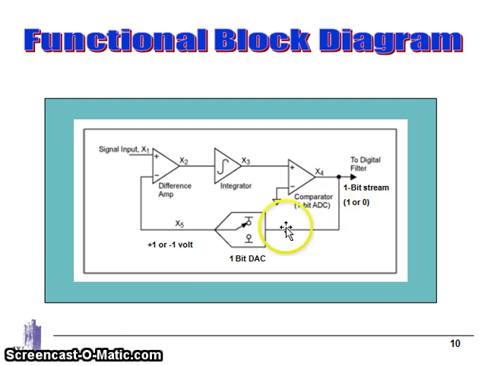Based on this, whether 1 or 0 is given, the output of the 1 bit D2A converter will become either plus 1 or minus 1 volt. And once again, this plus or minus 1 volt is taken as a feedback input and compared with the signal input. If any difference is there, that difference in data is taken and once again integrated, and this cycle continues until we get the required output. Right? This is the description of the block diagram.